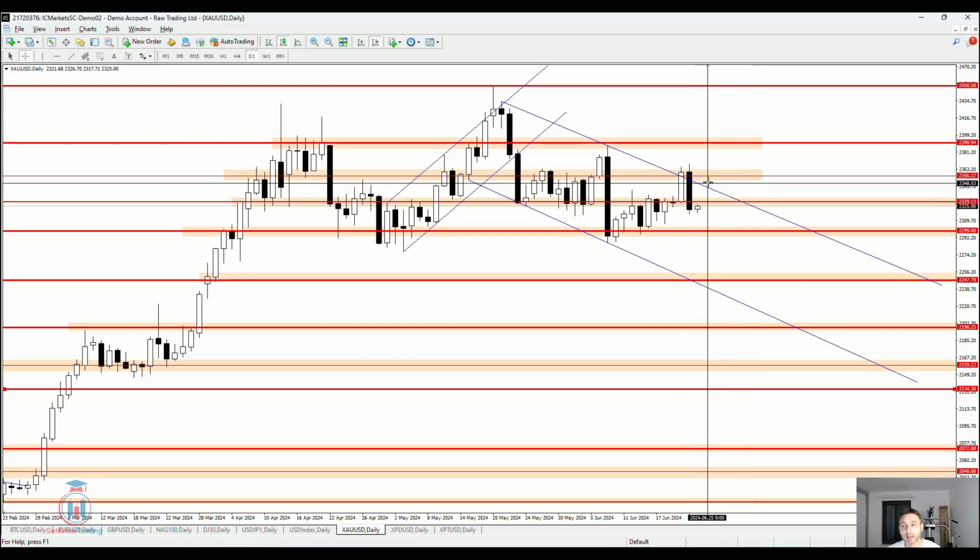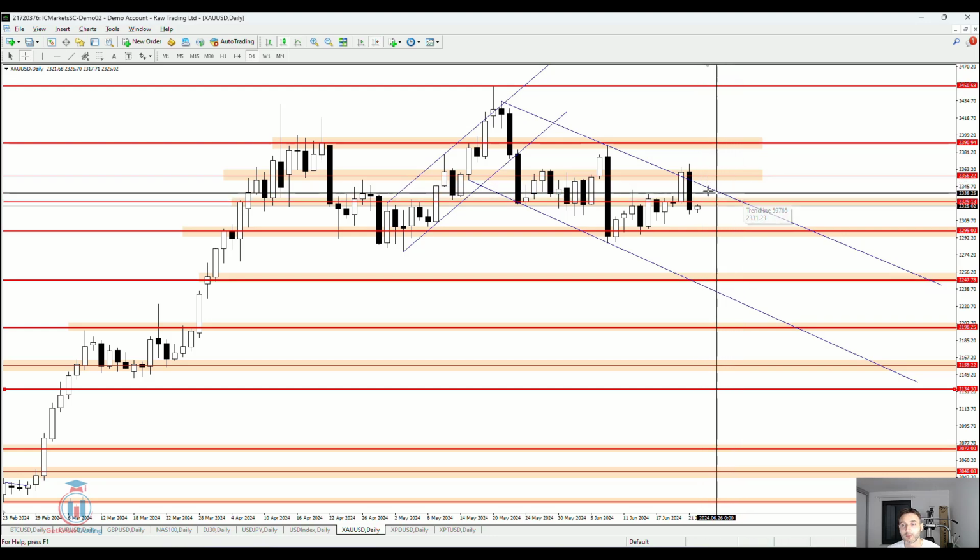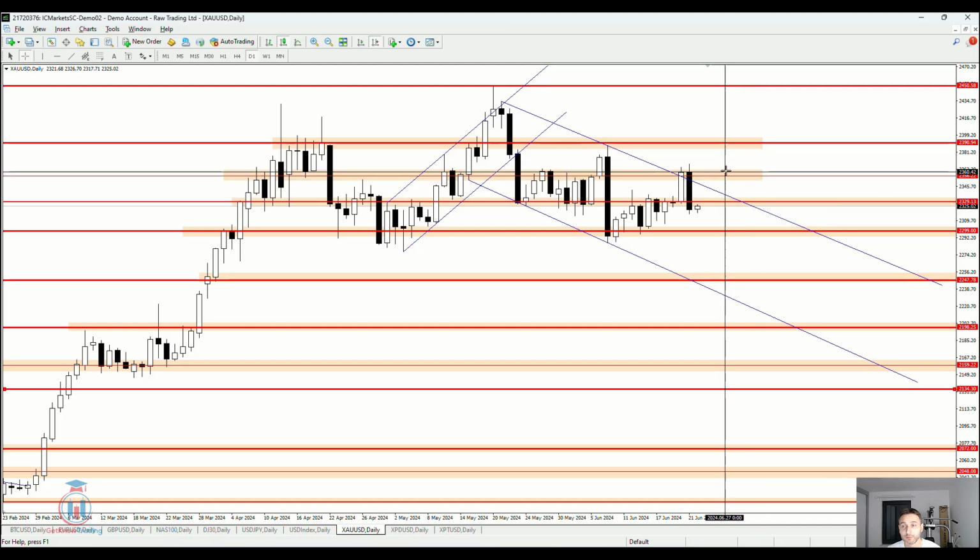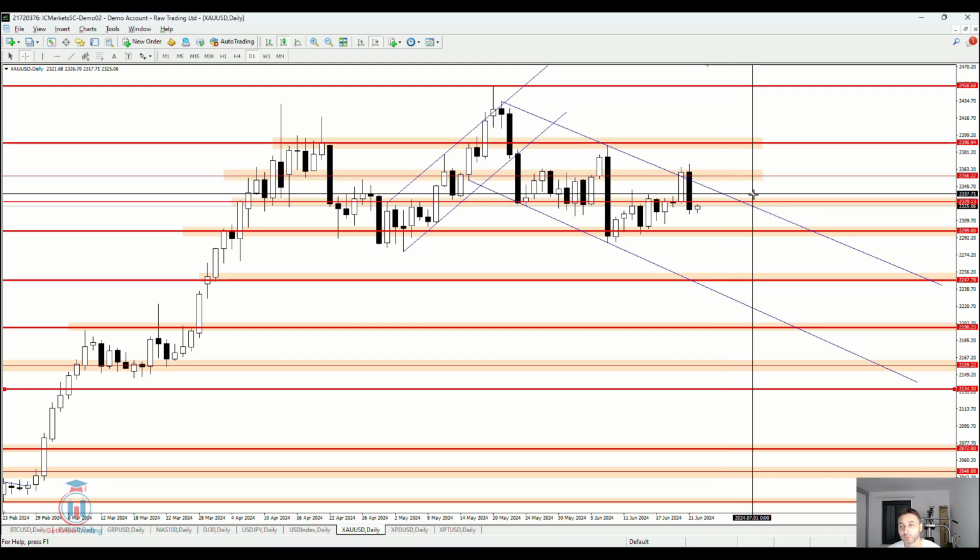But if the price goes above, makes a breakout above this trend line, which is a downtrend trend line, this will represent a support level if the price moves from the upper side to the downside. Now this is what is expected.